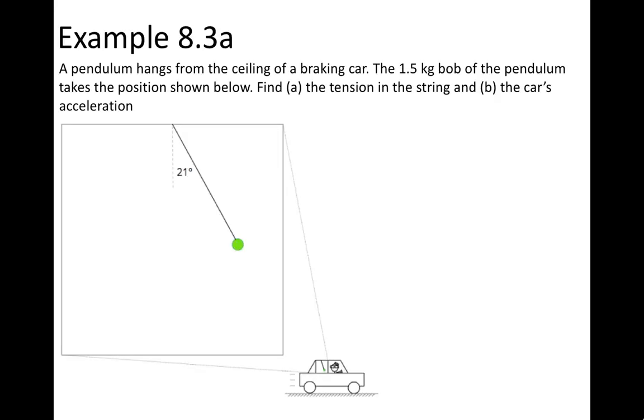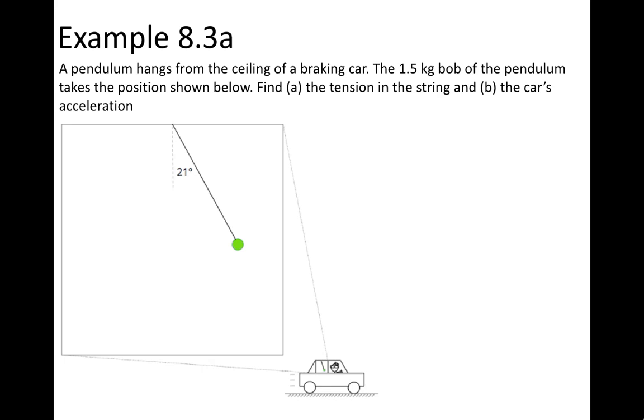In this example, we have a pendulum that's hanging from the ceiling of a braking car. There's a 1.5 kilogram bob on the pendulum that takes the position as shown in the figure below, and we need to find the tension in the string, and we need to find the car's acceleration.